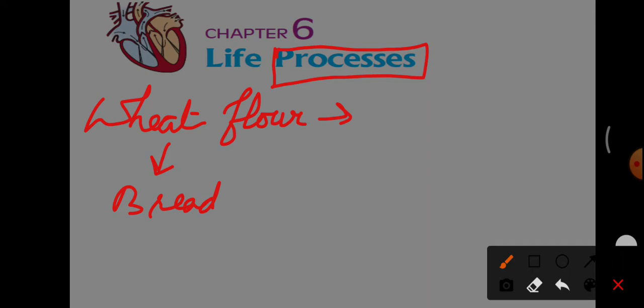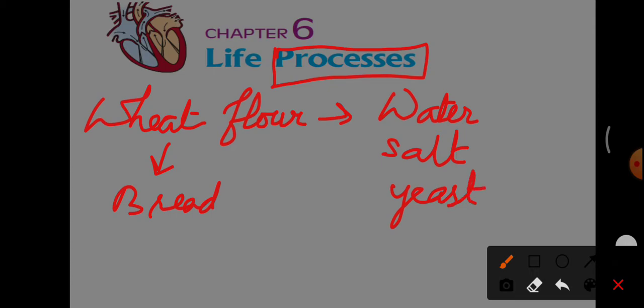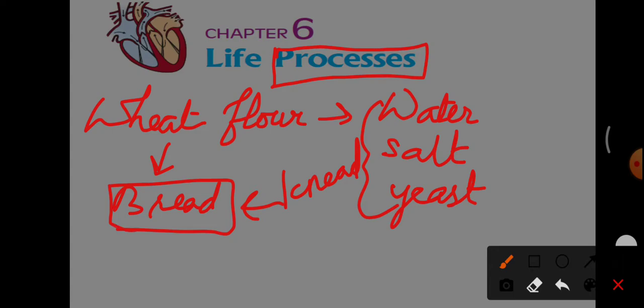See, to the wheat flour we will be adding water, salt and some yeast. And we will knead it thoroughly. It needs to be kept for a while for fermentation, and after that we can bake it into bread, the final product. So wheat flour has to undergo all this processing before it becomes bread, so that it can be used or eaten by the people, right?